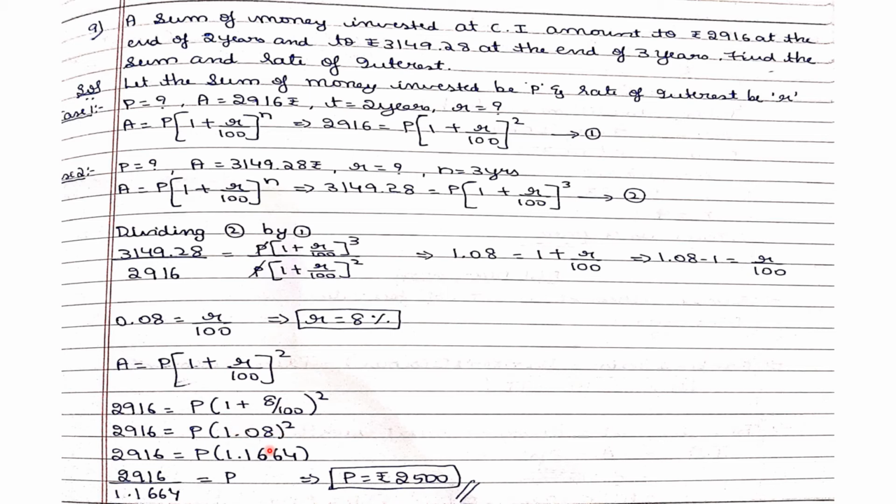So multiply and divide here. 2916 divided by 1.1664 is equal to the principal. So your principal value will be 2500 rupees. If you do the same thing for case 2, once again you will get the same. So solve in any one of the cases, and even the rate of interest is 8%.